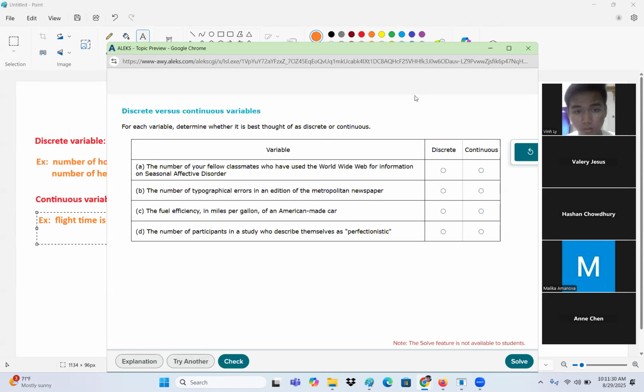All right. That's good, right? So the same thing, like the number of classmates. So let's say the number of classmates, the number of people we can count precisely, right? Discrete. Number of typographical errors, so that has to be discrete as well.